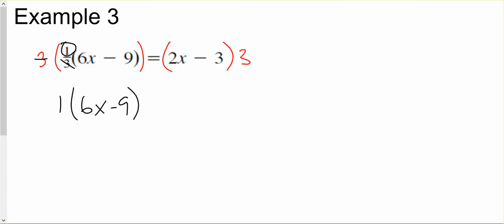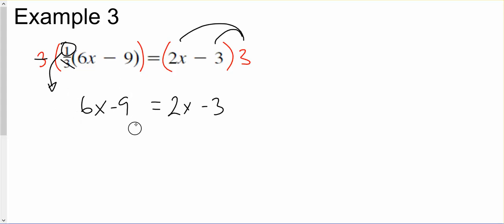6x minus 9 equals, we're going to distribute here, 2x minus 3. Now I'm going to get rid of this 1 because multiplying it through won't change our problem, but I just want you to know that's where it came from.